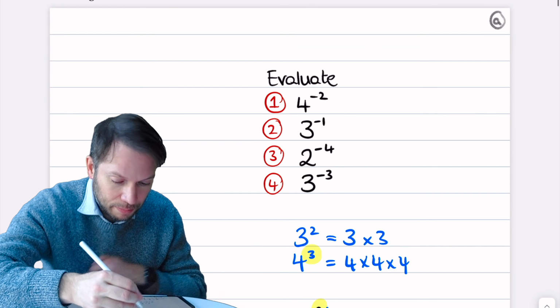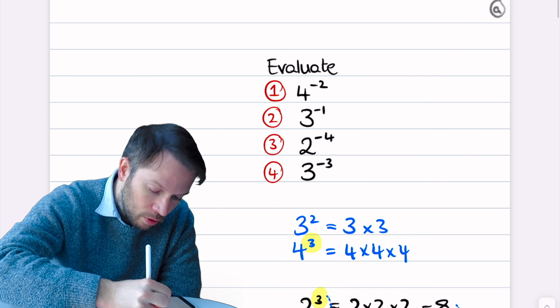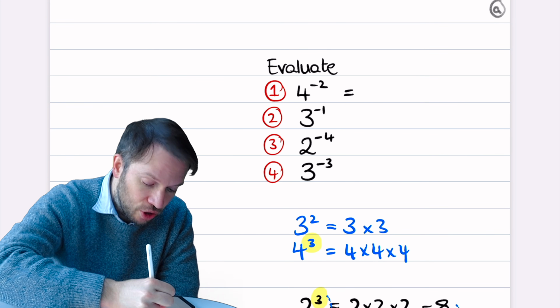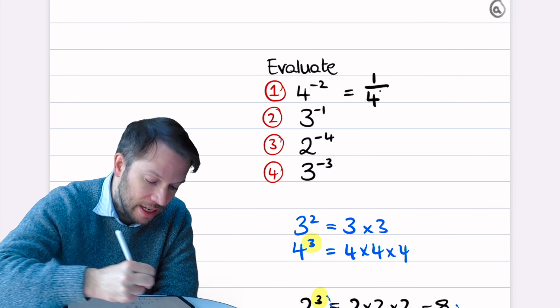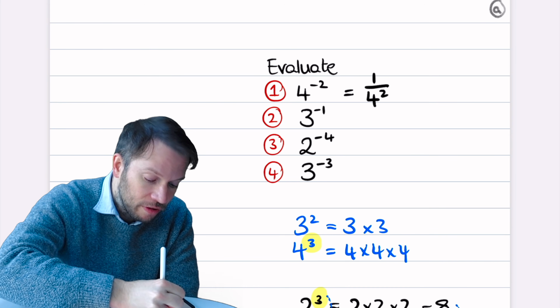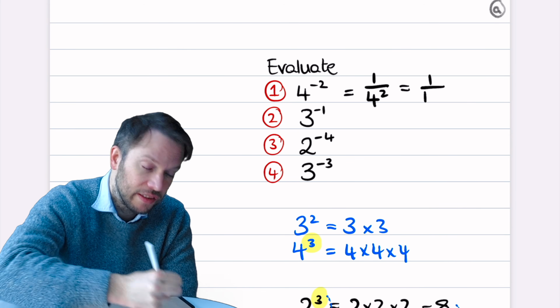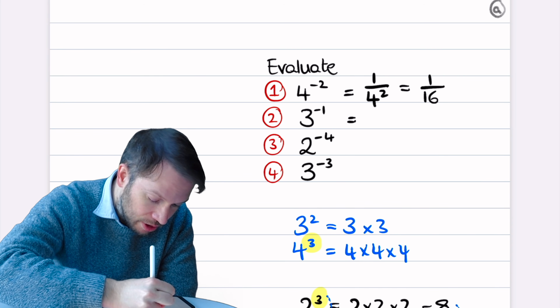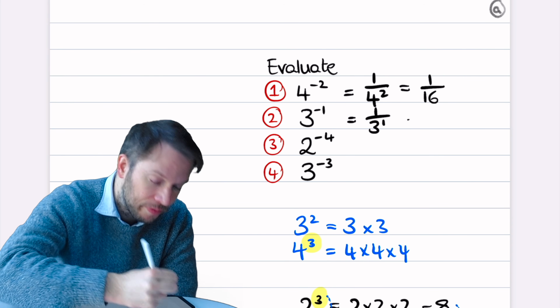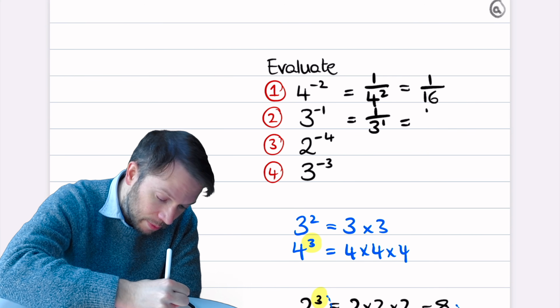Right, so let's apply it to the first one. We've got 4 to the power of negative 2. So we do 1 over that same power, but with positive 2 instead of negative 2. And 4 squared is 16, so it's 1 over 16. What about the next one? It's 3 to the power of minus 1. So we do 1 over 3 to the power of 1. And 3 to the power of 1 is just 3, so we get a third.